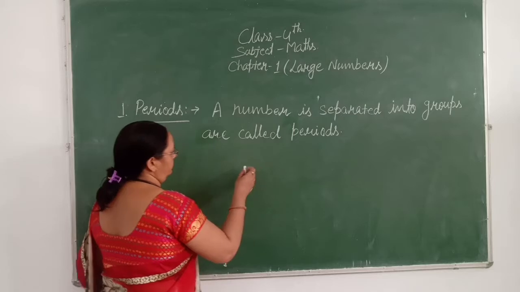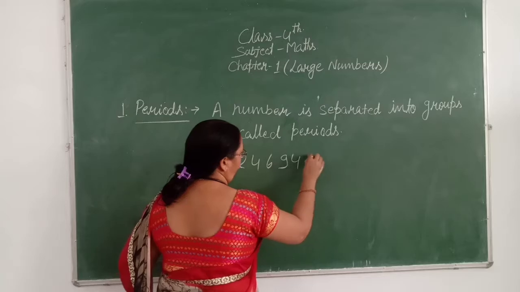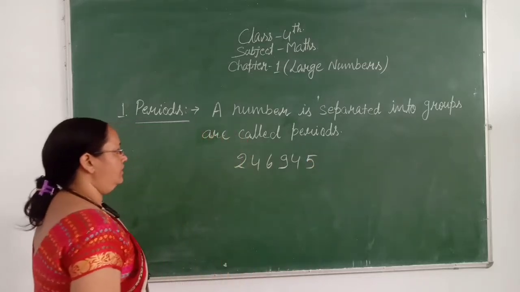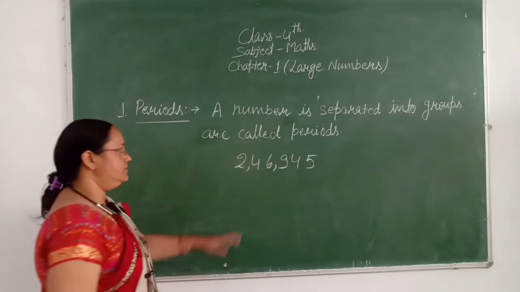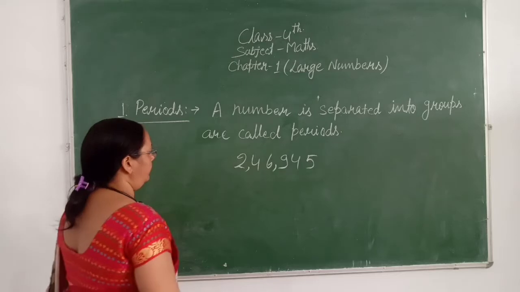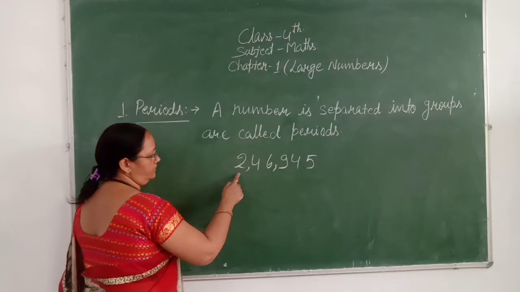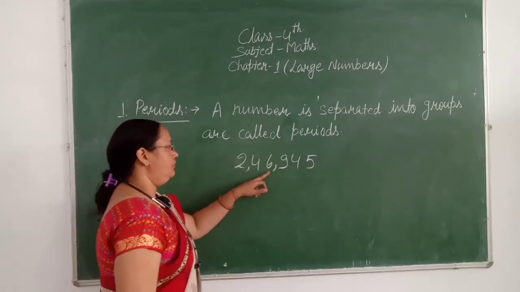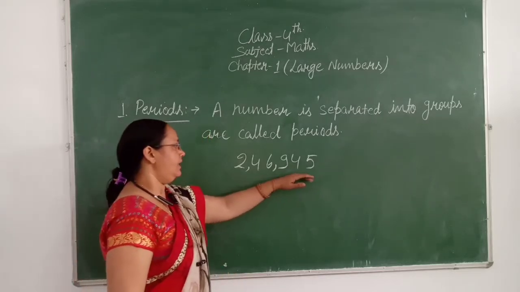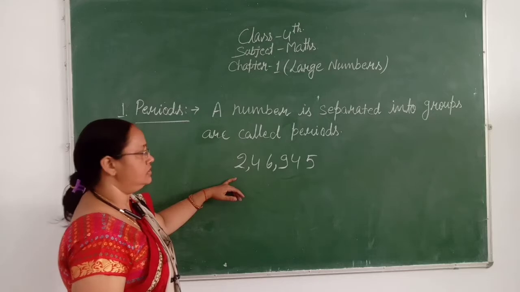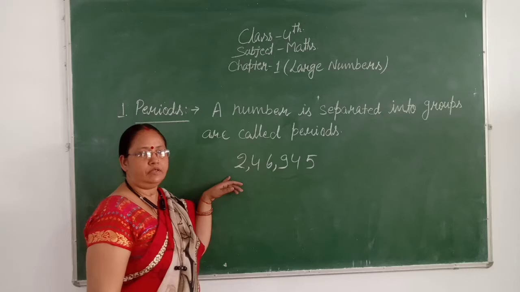Like the digits 2, 4, 6, 9, 4, 5. We can separate it by inserting commas. Like in our Indian numeration system: ones, tens, hundred, thousand, 10,000, lakh. This is 2,46,945. ये इसको हमने क्या किया, पीरियड के अकॉर्डिंग इस डिजिट को सेपरेट कर दिया.